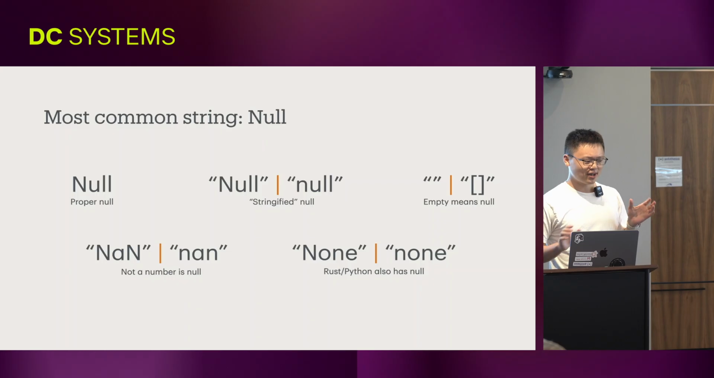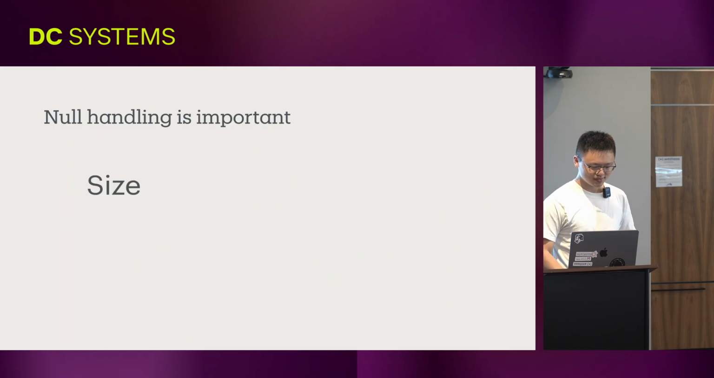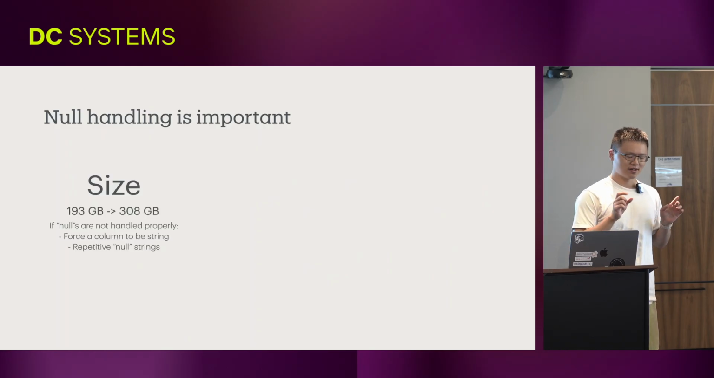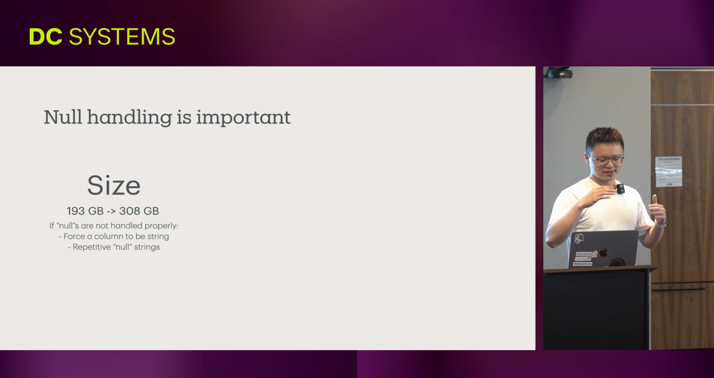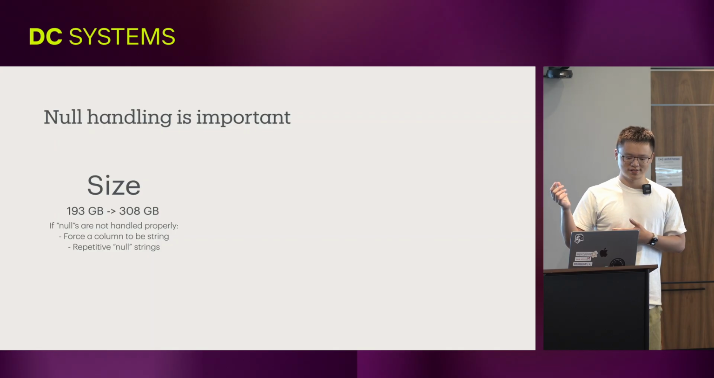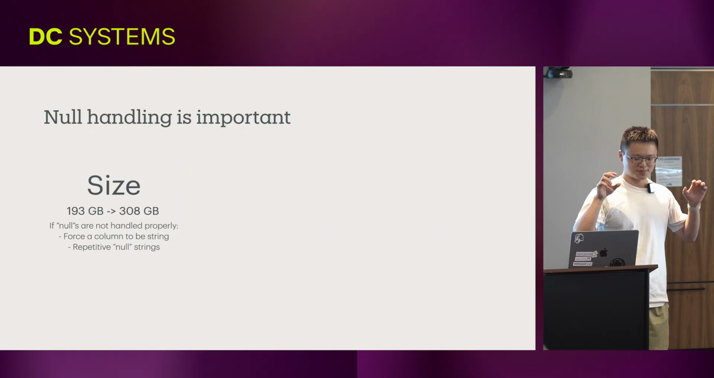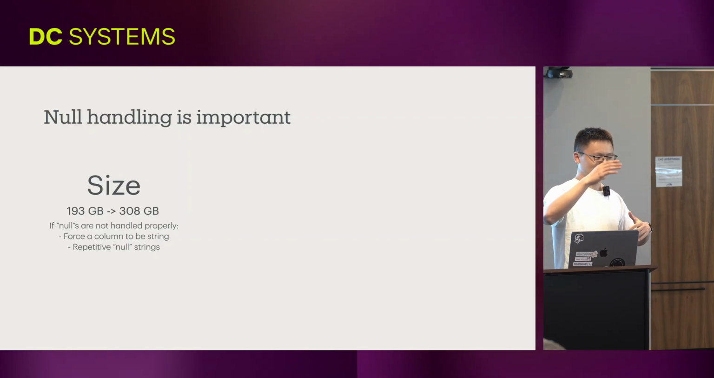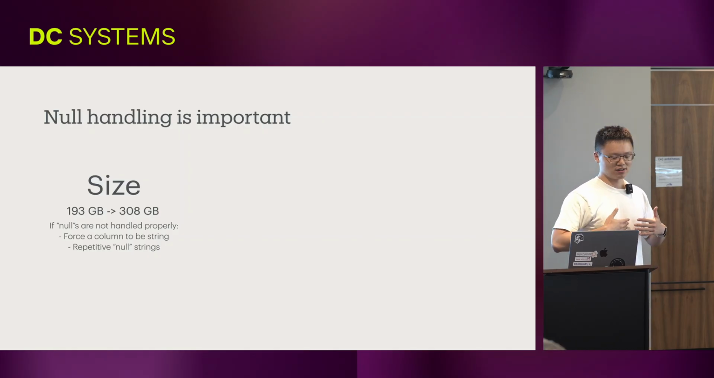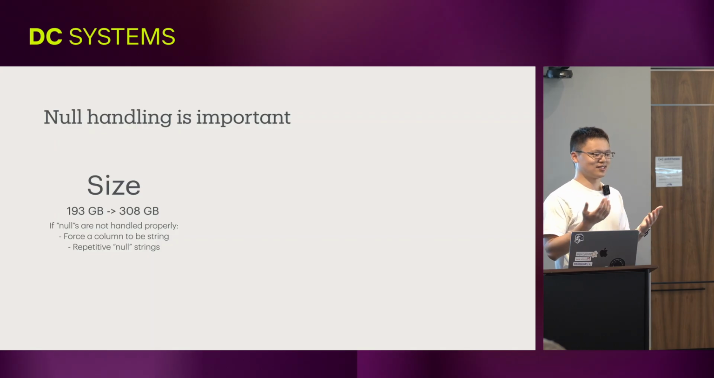And this makes null handling very challenging, because null handling is very important. We found that if the nulls are not handled properly, the data set grows from 196 gigabytes to 308 gigabytes. This is because when a null string appears in the middle of the column, it essentially forces the entire column to be strings, and that is much longer than the proper data type.